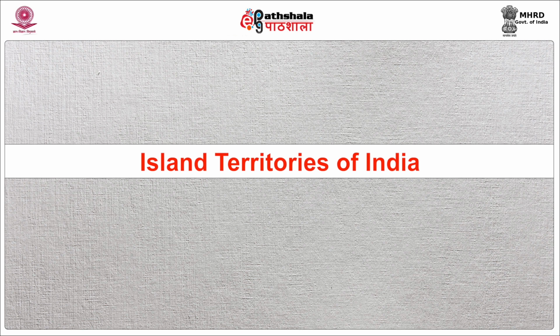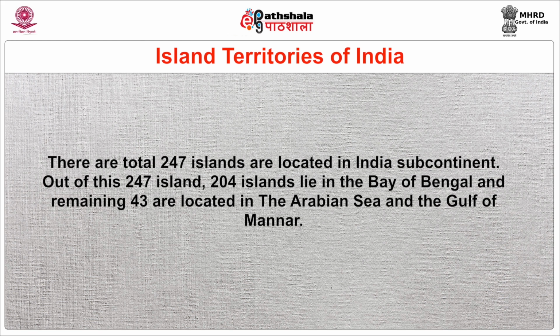The fourth and last physiographic division of India is the Island Territories of India. There are a total of 247 islands located in the Indian subcontinent. Out of these 247 islands, 204 lie in the Bay of Bengal and the remaining 43 are located in the Arabian Sea and the Gulf of Mannar.